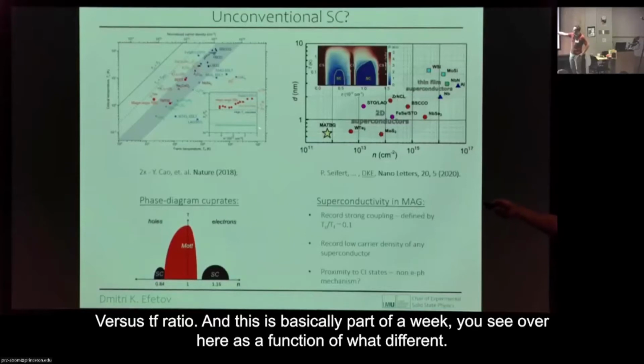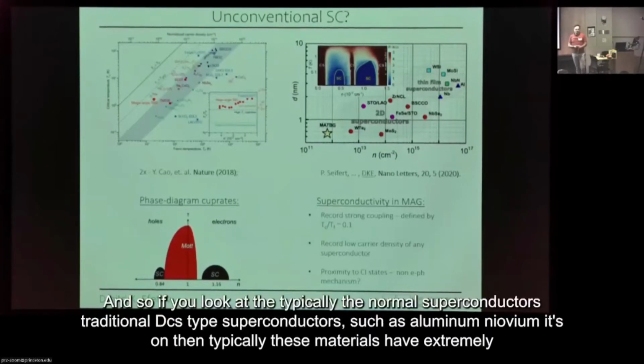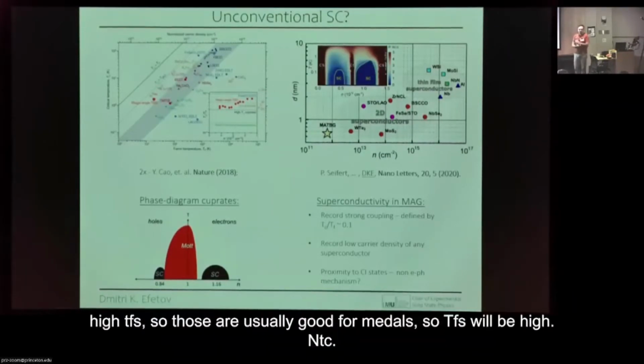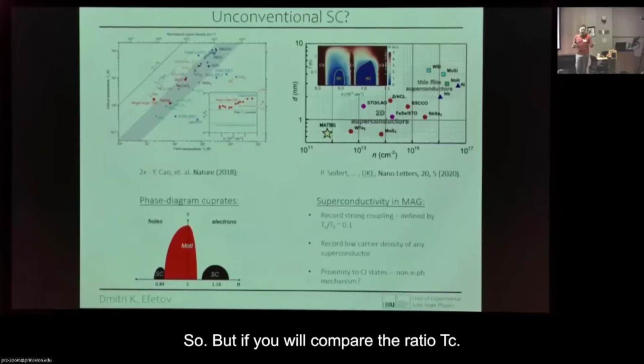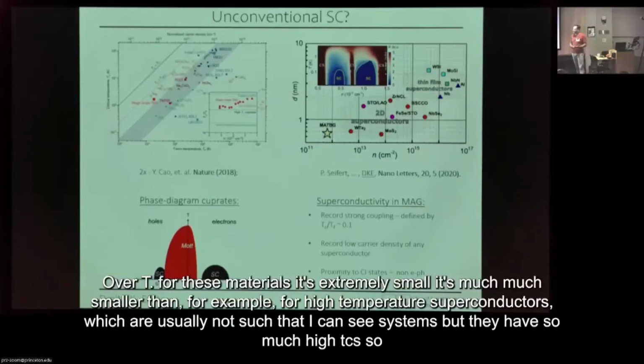So TC over TF is plotted for different material species. If you look at typically the normal superconductors, traditional BCS-type superconductors such as aluminum, niobium, and so on, then typically these materials have extremely high TF. Those are usually good metals. So TF is really high, and TC is not particularly high, maybe 10 Kelvin or in that order. So the ratio TC over TF for these materials is extremely small. It's much, much smaller than, for example, for high temperature superconductors, which are usually not such high density systems, but they have still much higher TCs.